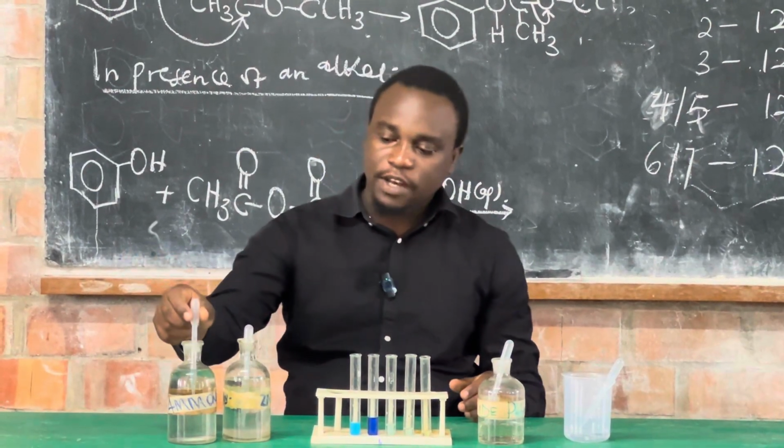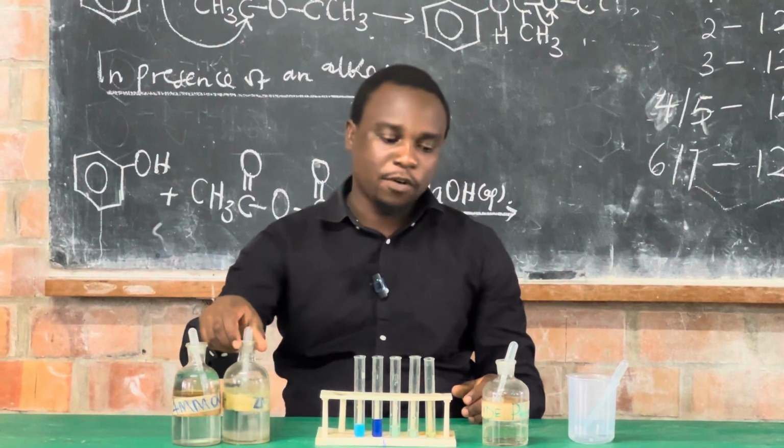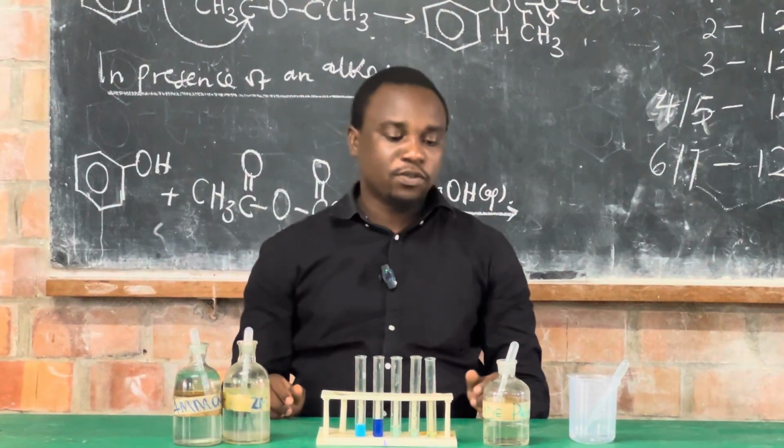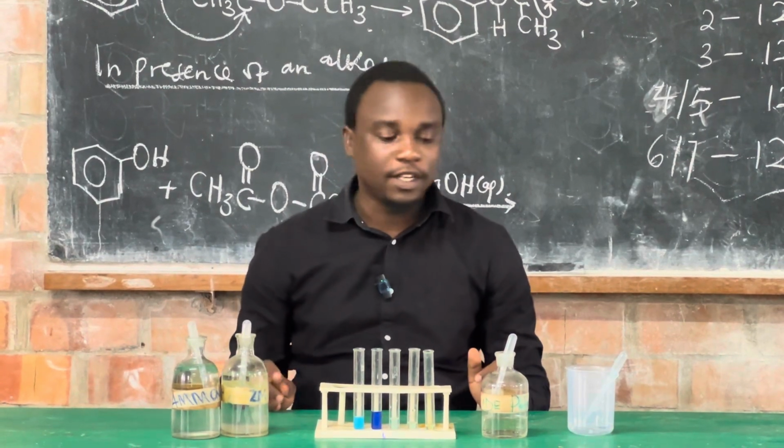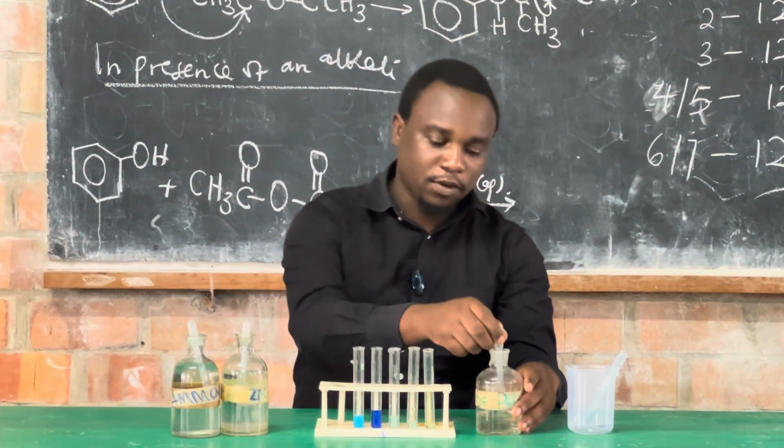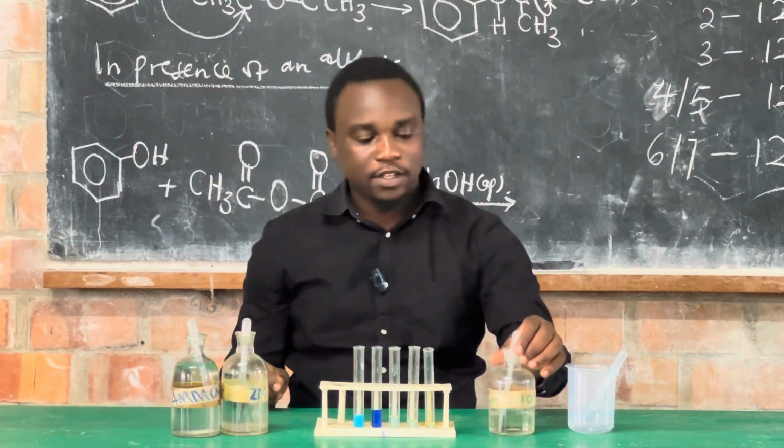So these two can be taken as preliminary tests for copper 2 ions. And now we are going to look at what we can do to confirm the presence of copper 2 ions in the laboratory. So I'm having here with me potassium iodide solution.